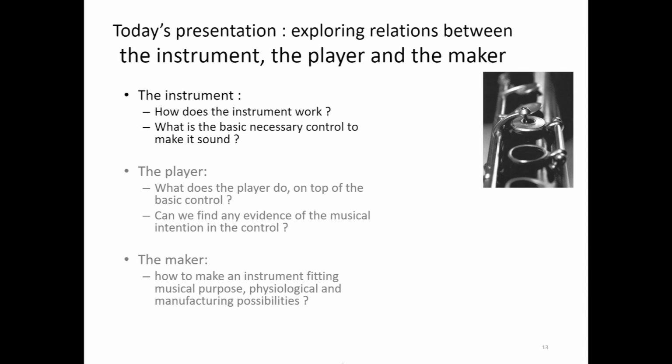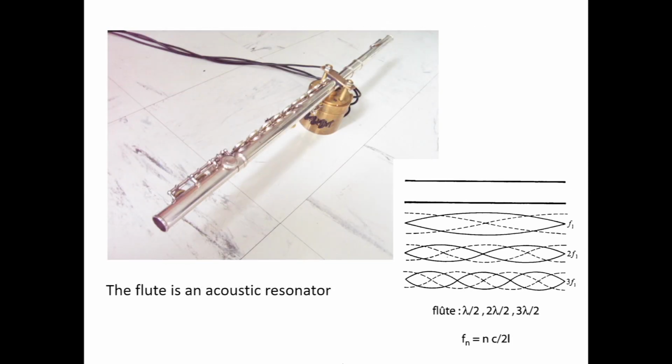Okay, so the instrument. The question is, what does the physics of the instrument tell us about the required control? I mean, if we know enough of the physics of the instrument, this should tell us how the player should control the instrument. So let's start with the basic things about the physics of a flute. For instance, we all know the open resonator resonances with a half wavelength, one full wavelength, one and a half, that are giving the different resonances of the flute or any wind or woodwind instrument.